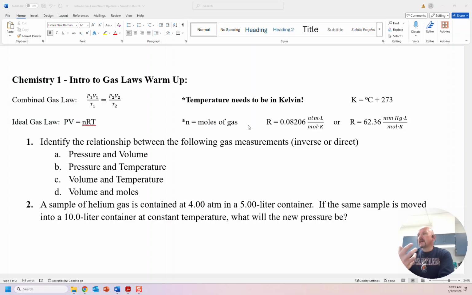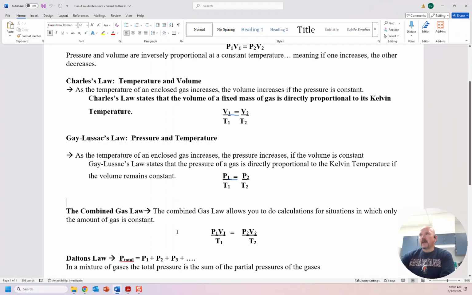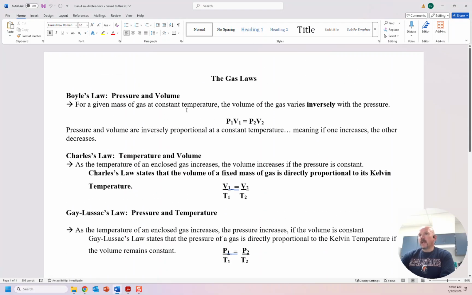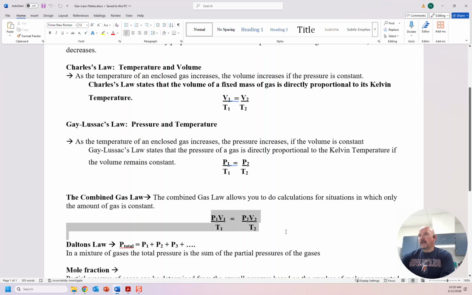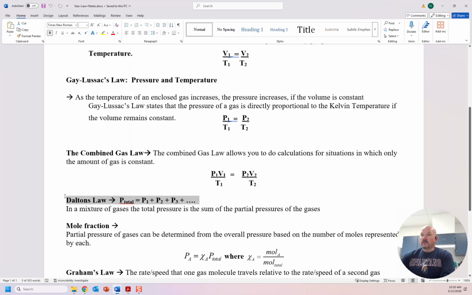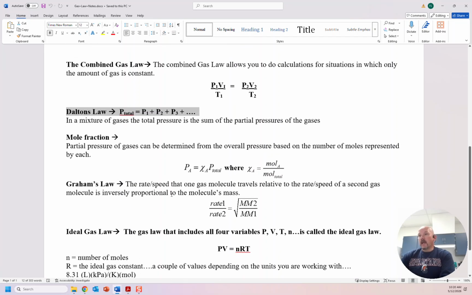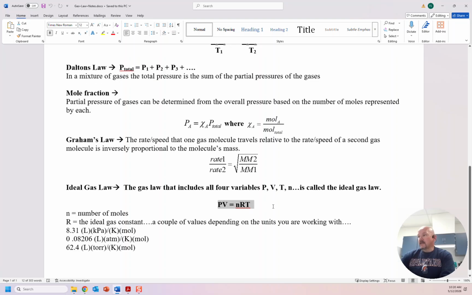So we discussed gas laws last class. Just showed you the equations, discussed the relationships and that kind of thing. And now we're just going to do some more practice with it. So the main ones we're going to be looking at today, right? If we look at your gas laws handout, we have all the different gas laws like Boyle's law, Charles' law, Gay-Lussac's law, the combined gas law, there's Dalton's law, there's Graham's law, and the ideal gas law.